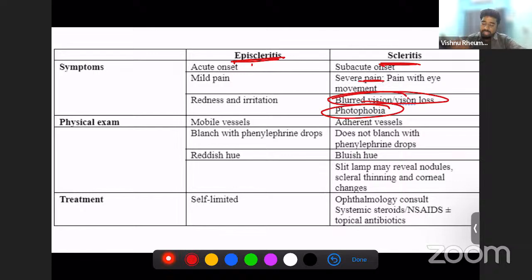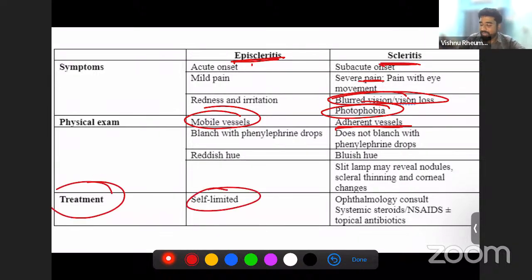Physical examination mainly is with respect to the vessels. So in scleritis, the vessels are adherent, right? For example, when you put 2.5% phenylephrine or epinephrine, there will be a vessel response to that particular topical agent. But in scleritis, the vessels are so adherent to the underlying connective tissue that there will be no response to any particular vasoactive agent. These are things that are used to differentiate between a confusing episcleritis versus scleritis.